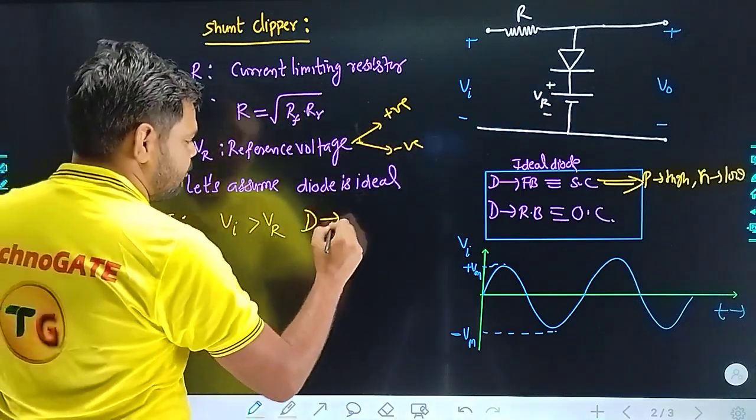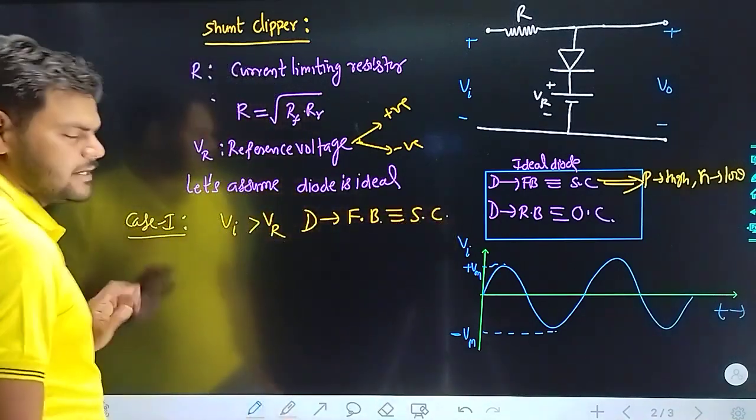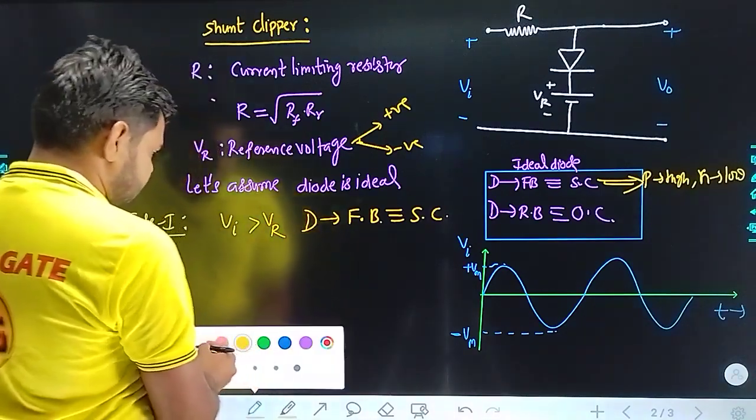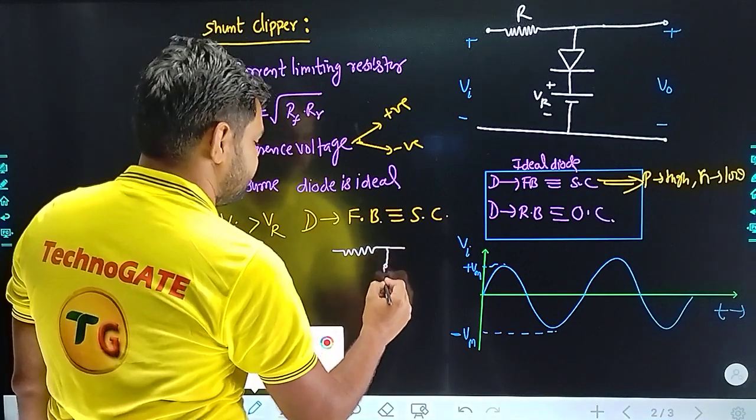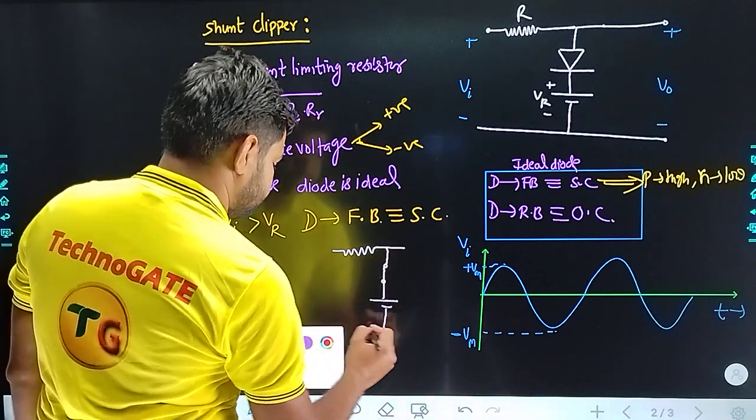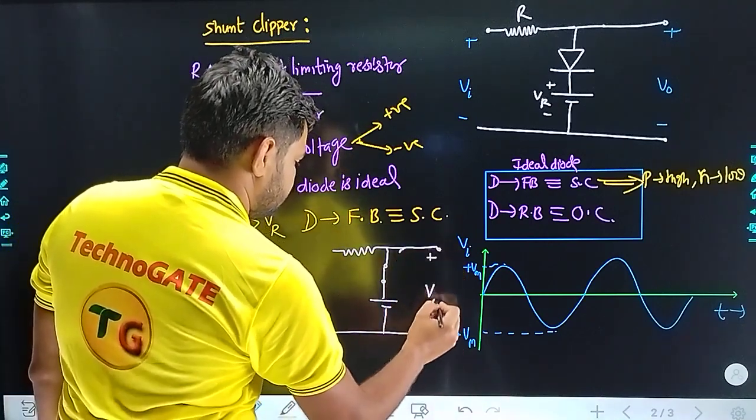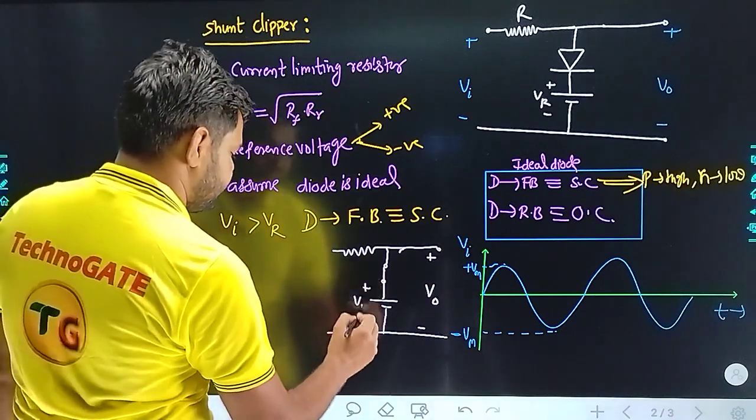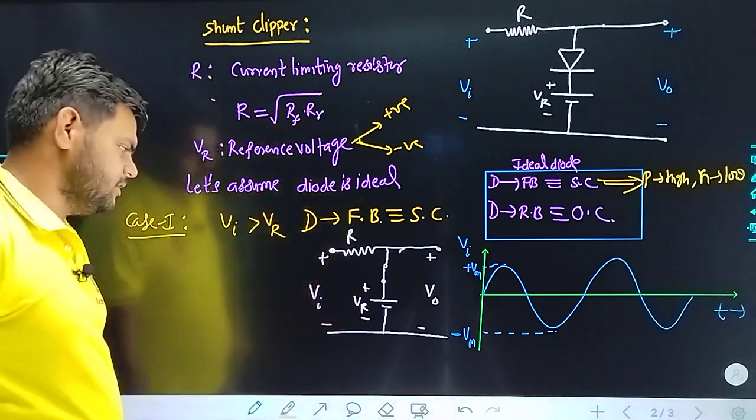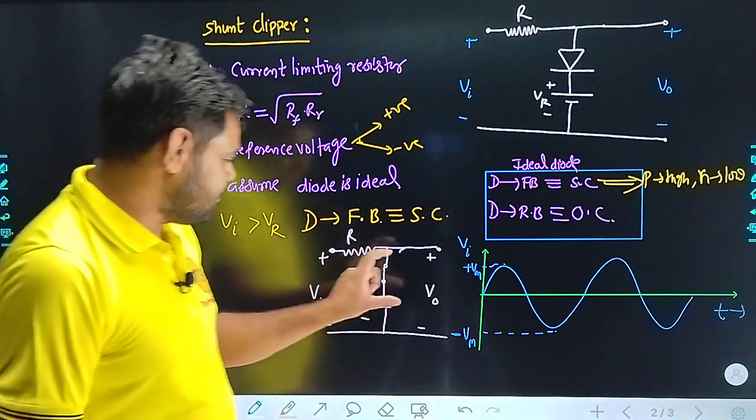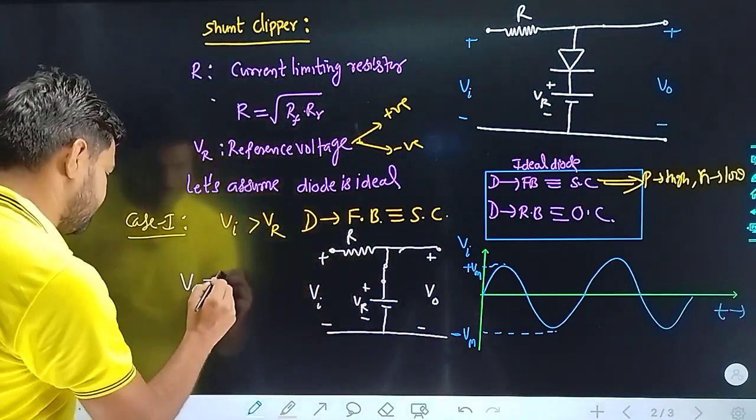So in this condition the diode will be forward biased. That means this will be replaced by a short circuit, and our equivalent circuit will be written like this. Here V naught, and this is V reference. Now guys, if you have basic knowledge of network theory, you can easily conclude that the output voltage is just equal to this V reference. Am I right or not? Yes.